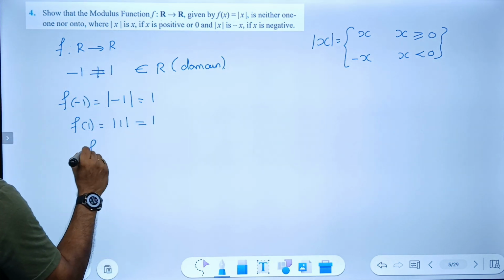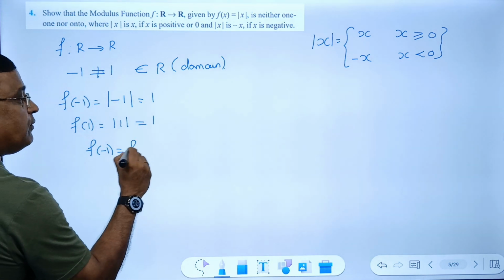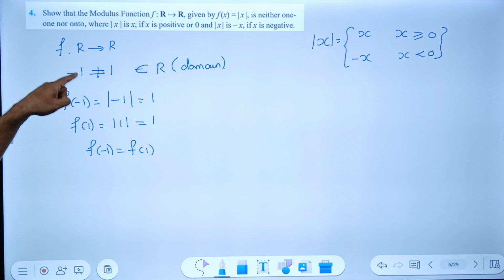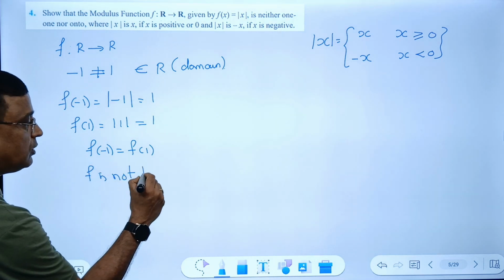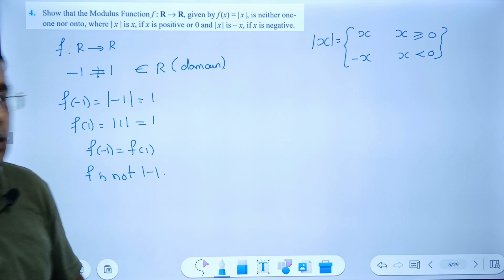But clearly, f of minus 1 is equal to f of 1, which is against the definition of 1 to 1. Therefore, f is not 1 to 1.